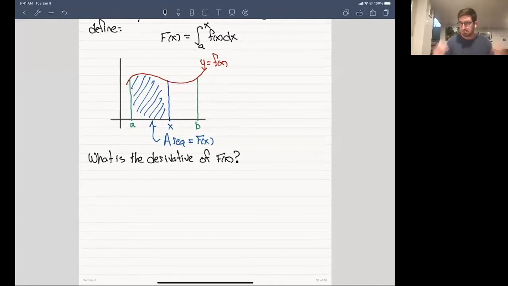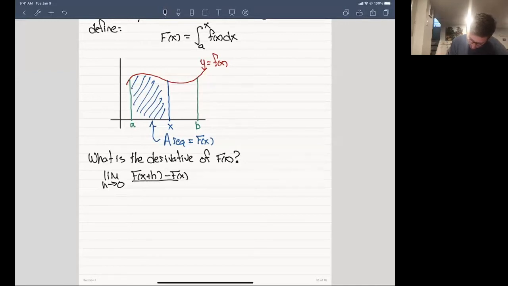Well, we're good at calculus, especially differential calculus. We can take the derivative using the definition of the derivative, right? The definition of the derivative is given by the limit as h goes to 0 of F of x plus h minus F of x, divided by h, right? We probably remember this formula. But let's think about this a little bit informally for a moment, okay?